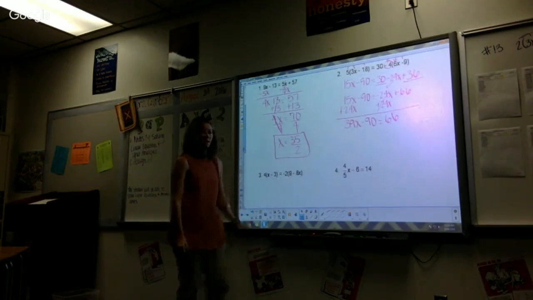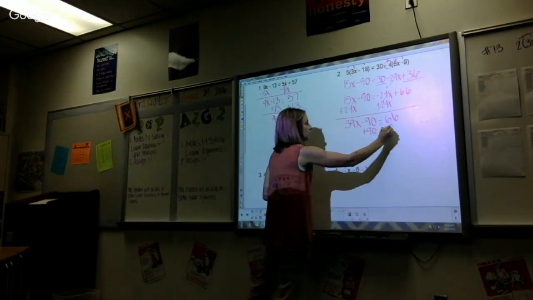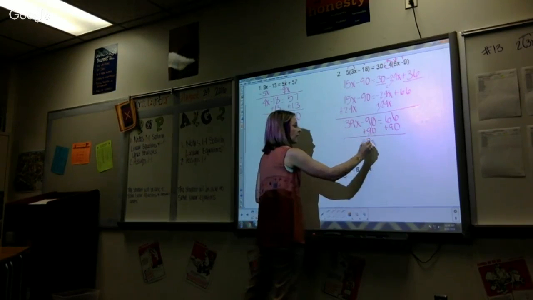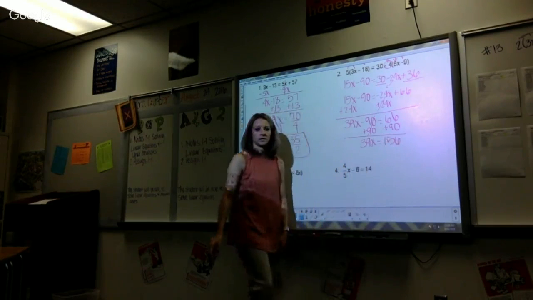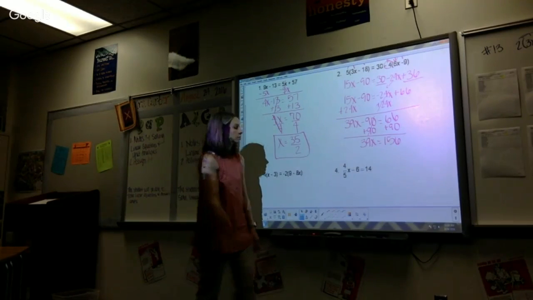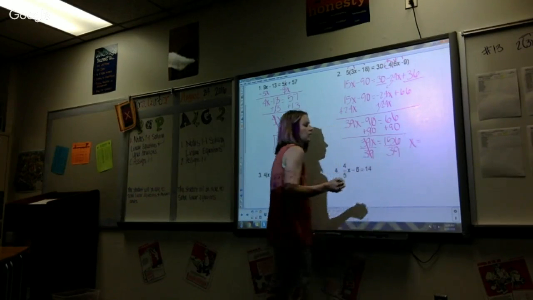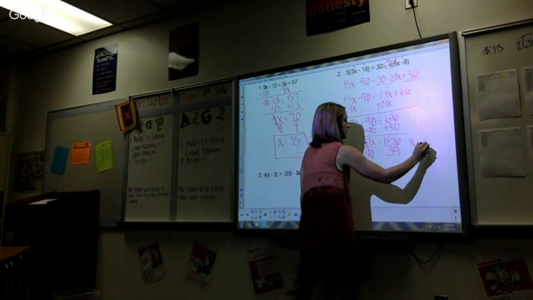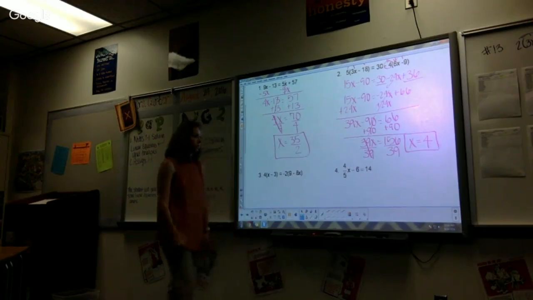Trying to get x by itself, so the next step would be to move this 90, so I'm going to add it to both sides. We're left with 39x equals 156. Okay, so then we're going to divide by the 39 on both sides. So when you divide 156 divided by 39, you get 4. So x equals 4. Make sure you're writing x equals, just 4.